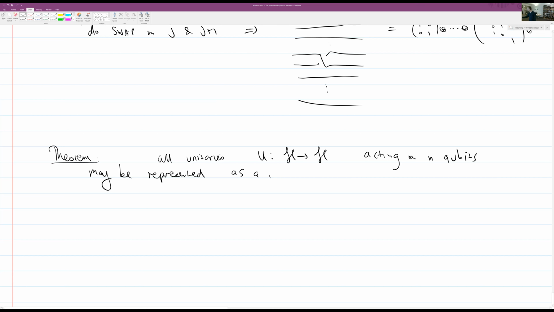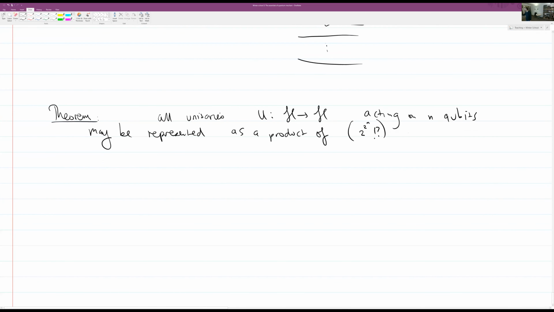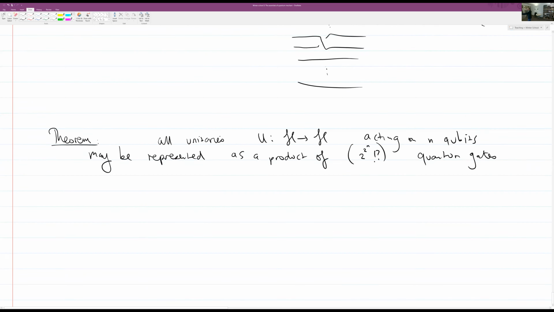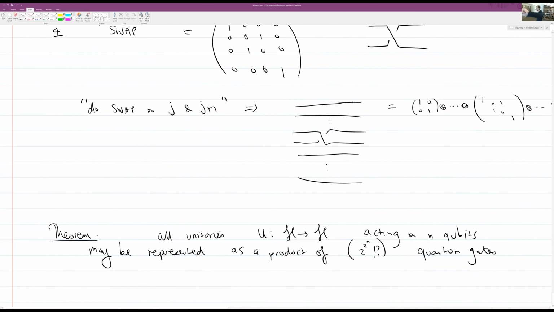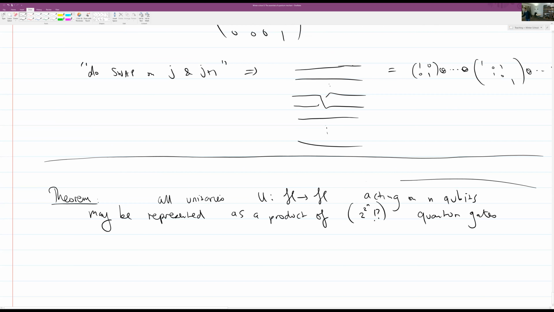May be represented as a product of how many fundamental unitary quantum circuits. I will not get this bit right. As a product of, I believe it's 2 to the 2 to the n, question mark, exclamation mark, of quantum gates. Aha, I didn't introduce this terminology yet.